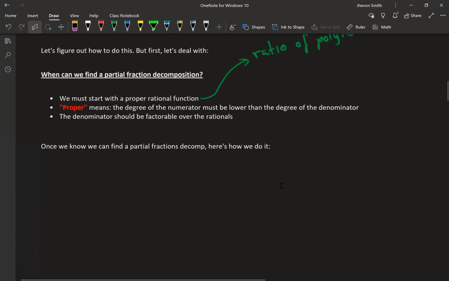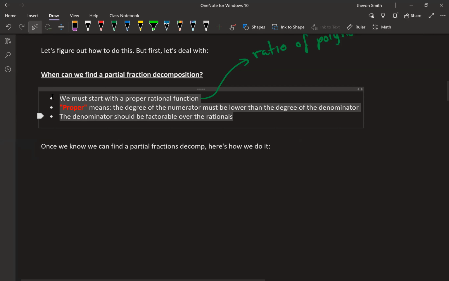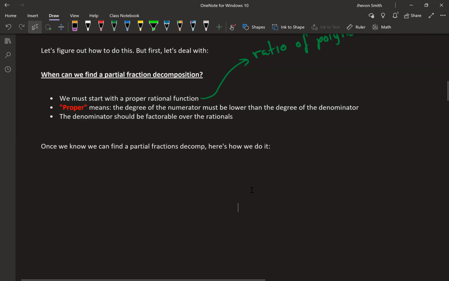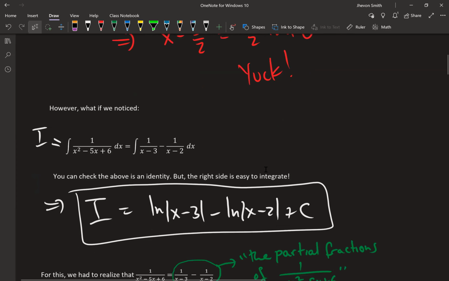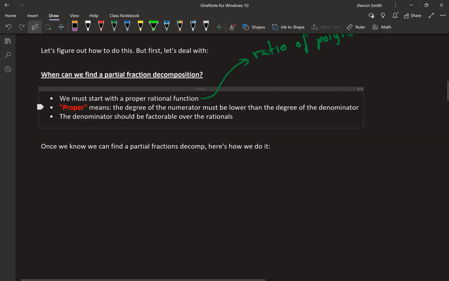Okay, so once these requirements are fulfilled, however, then this is a thing that can be done. We will be able to take that large fraction and break it up into smaller, quote unquote, partial fractions. So as long as you have a ratio of polynomials, so you don't have any radicals or anything like that, you just have one polynomial divided by another polynomial, then the denominator of the polynomial can be factored, and the degree of the numerator is smaller than the degree of the denominator, you will be able to do the partial fractions decomposition of the larger fraction, right?